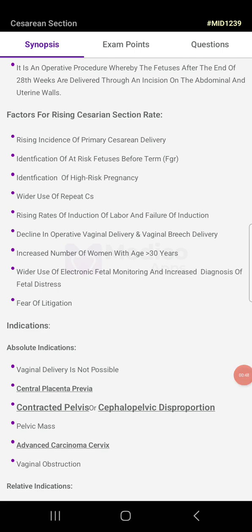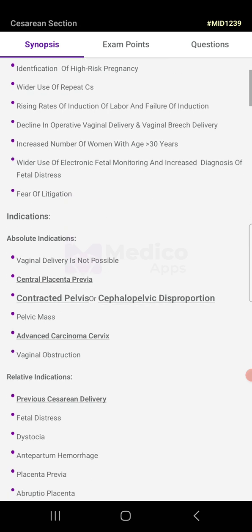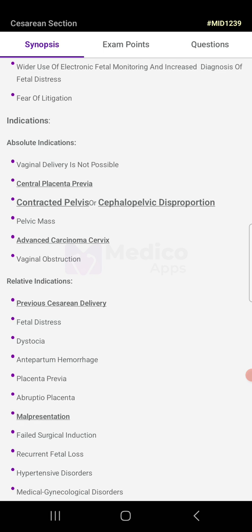Indications. Absolute indication is a vaginal delivery is not possible. Central placenta previa, contracted pelvis, cephalopelvic disproportion, pelvic mass, advanced carcinoma cervix, vaginal obstruction.